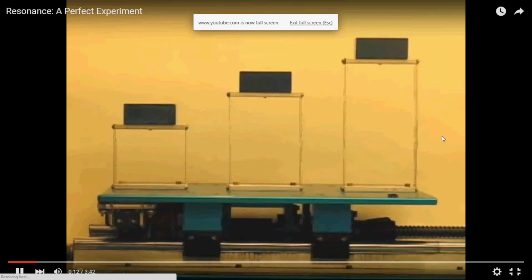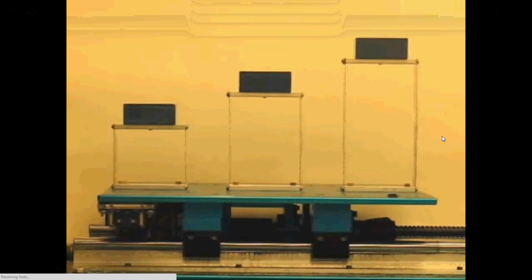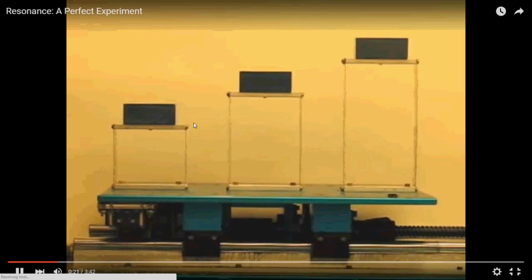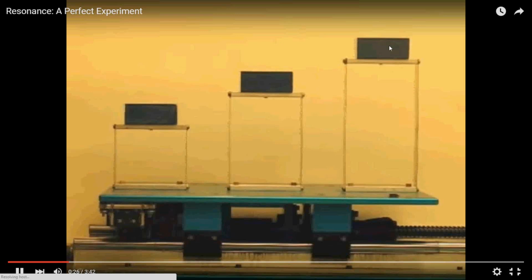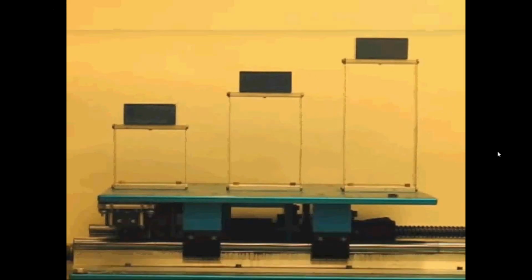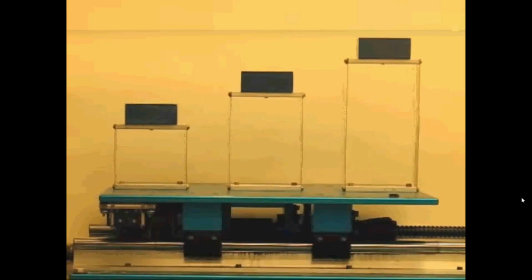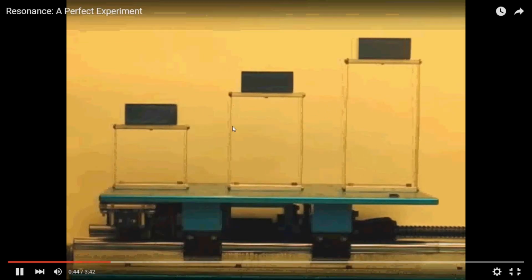So this is an experiment done by the University of Missouri, and it's an experiment showing resonance. So initially they have three systems going from left to right. This is a left system, a center system and a right system, and each system has a different natural frequency. And the initial excitation source comes from the shaking table, and they slowly increase the frequency of the excitation until it matches one of the natural frequencies of each of these systems above.